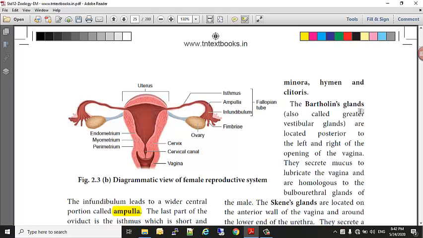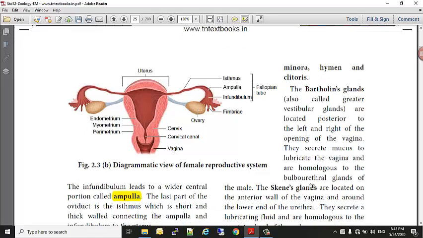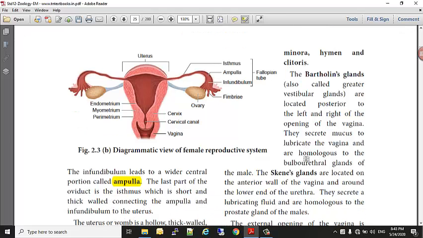The Bartholin's glands, also called the greater vestibular glands, are located posterior to the left and right of the opening of the vagina. They secrete mucus to lubricate the vagina and are homologous to the bulbourethral glands of the male. Homologous means they perform a similar function. Though they are different organs, they perform a similar function. Hence, we call it a homologous organ.